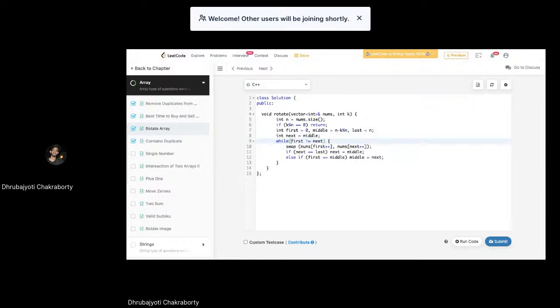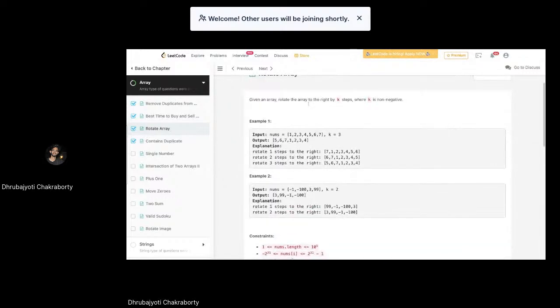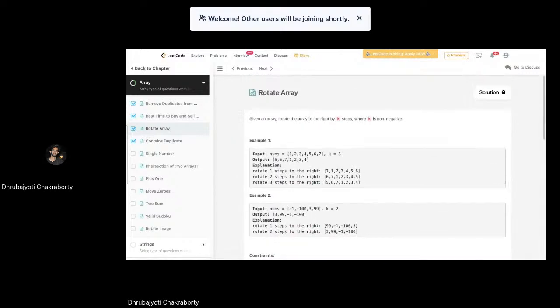I'll check if first is not equal to next, and I'll swap my first and next. So again, this is what I was talking about: I'll check if my first is not equal to next, and I'll just swap the values.